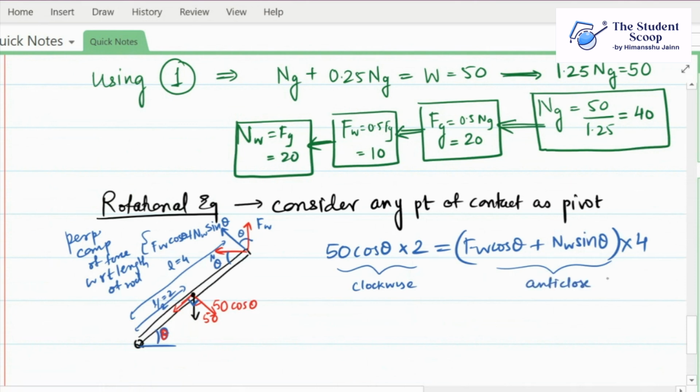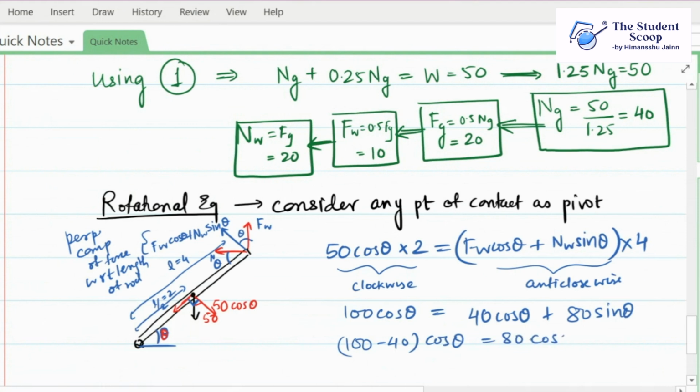Okay, as I mentioned earlier, the sum of all clockwise torque has to be equal to anti-clockwise. This is 50 cos theta times 2, which makes it 100 cos theta. And if we multiply, Fw is how much? 10. So 10 into 4 is 40 cos theta, and Nw is 20. So 20 into 4 is 80 sin theta. Correct? Now, if we move the terms a little bit, this will become 100 minus 40 cos theta is equal to 80 cos theta sin theta.